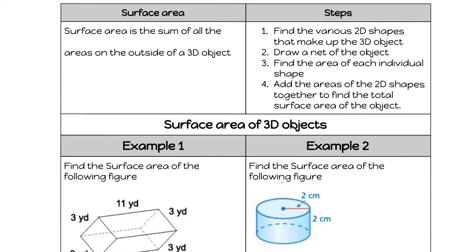So your steps: first you're going to find the various two-dimensional shapes that make it up. If I was going to take a box and unfold it, you can draw a net, so you can draw what those shapes look like. We're then going to find the area of each individual shape, and then we are going to add all of the areas together.